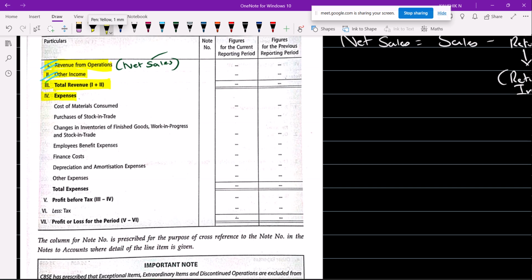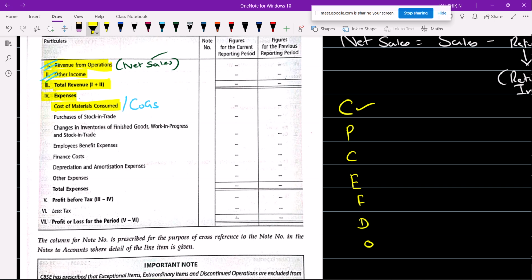For that, I'm giving you an easy mnemonic. That is an easy way to understand. The mnemonic is C P C E F D O. What does it stand for? The first C stands for your cost of materials consumed, which otherwise we call COGS, cost of goods sold. But remember, you're not supposed to write COGS. It should be represented only as cost of materials consumed. As a format, it should be only as cost of materials consumed.